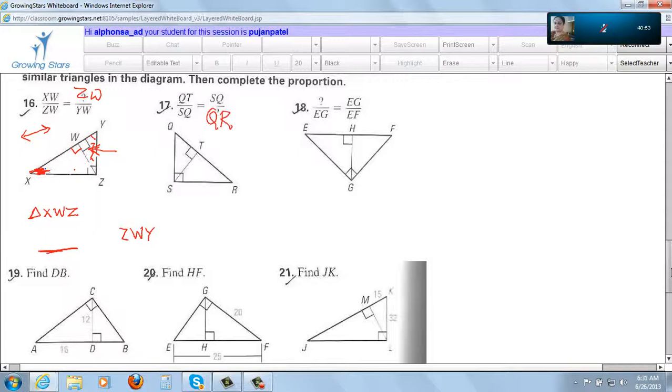Okay, now look at the third one. You have EG squared is equal to EF times EH. Very good. So you already have EF here. You need to put EH there. Very good.